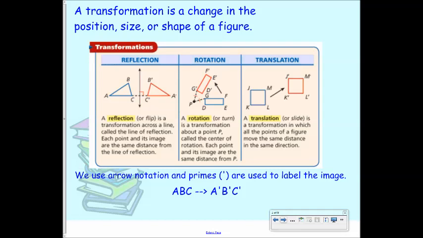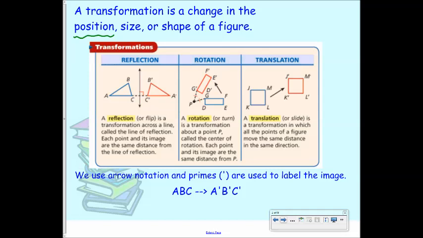So a transformation is just a change in the position, size, or shape of the figure. And the 3 that we're talking about today are only changing the position. So we're not changing the size and the shape today. We're just talking about changing position. And there's 3 ways that you can do that.